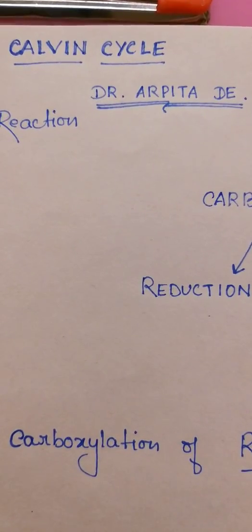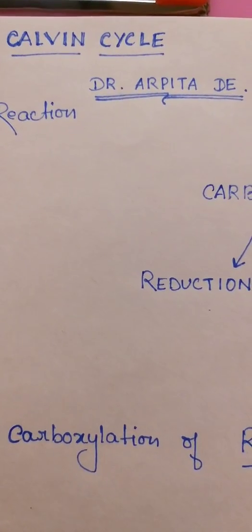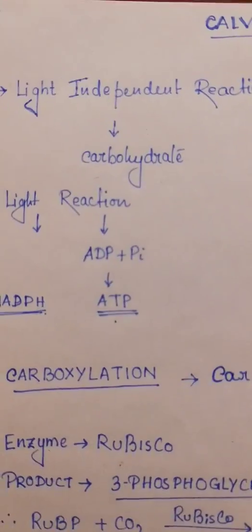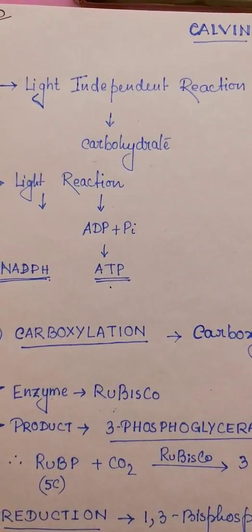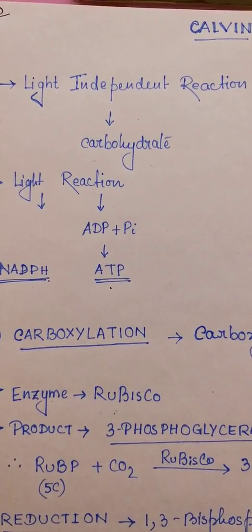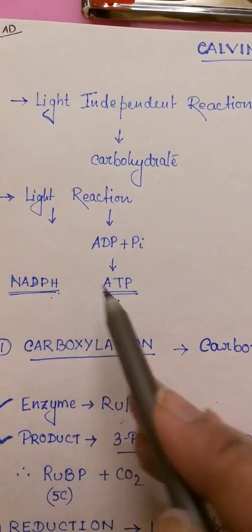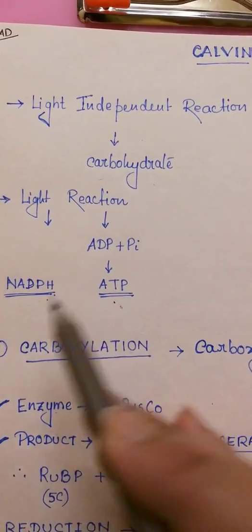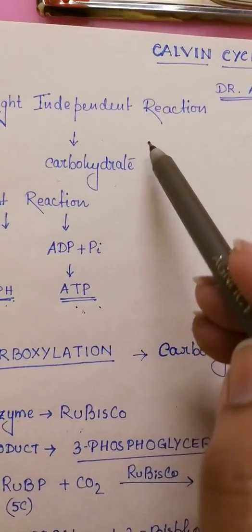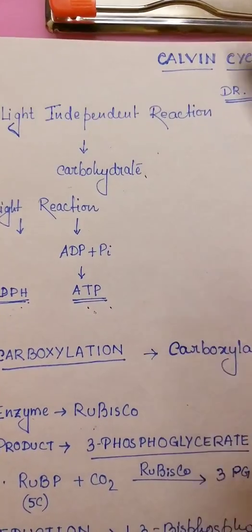I'm Dr. Arpita De. The topic for today's discussion is Calvin cycle from light independent reaction. In light independent reaction, our focus will be to study Calvin cycle where we see the formation of glucose. In light reaction, we get NADPH and ATP. This ATP and NADPH thus produced in light reaction is used in light independent reaction to generate carbohydrate.